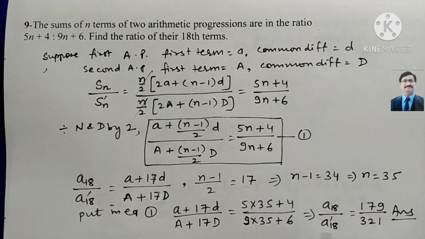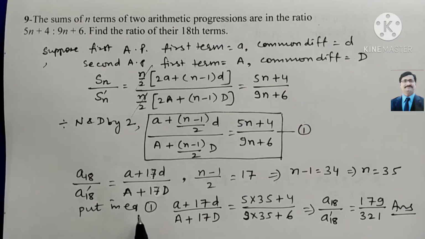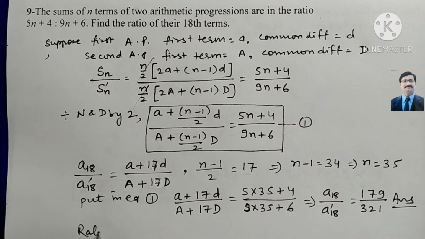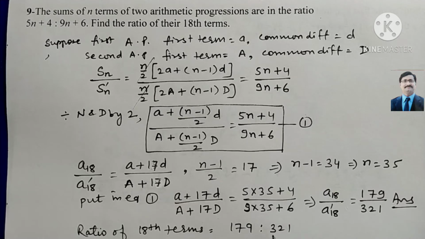Now we have to find the ratio. So the ratio of the 18th terms is equal to 179 ratio 321. All of you understand this?